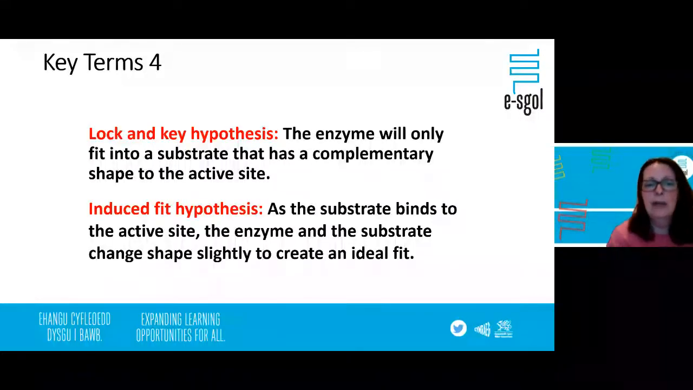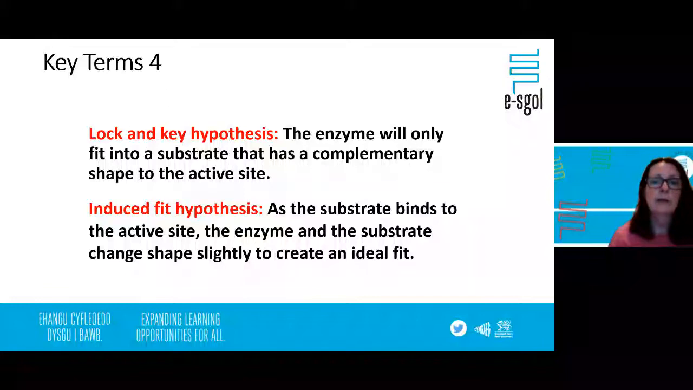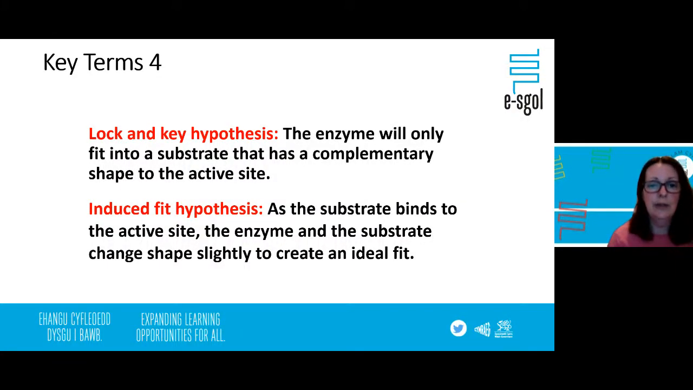And the top term here, the lock and key hypothesis, this is something that you should be familiar with from GCSE. I mentioned earlier about the enzyme being specific and how carbohydrases will work on carbohydrates to break them down. This is the idea from that hypothesis, that the enzyme will only fit into a substrate that has a complementary shape to the active site. So the idea that the enzyme and the substrate are matching like a lock and a key, so the key will only fit into a specific type of lock.